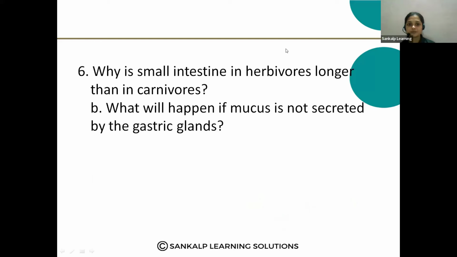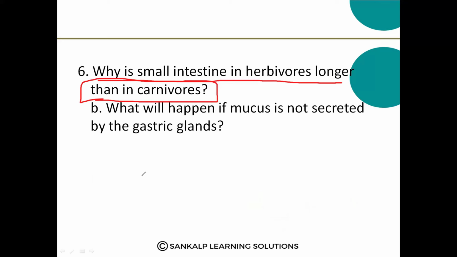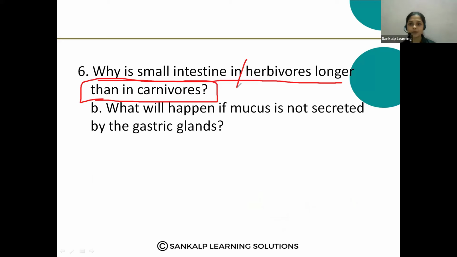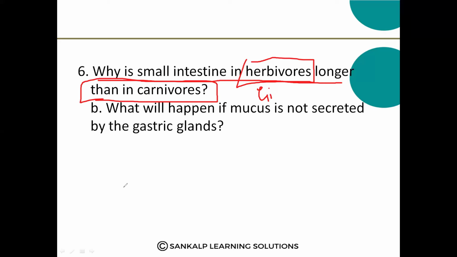Next question. Why is the small intestine in herbivores longer than in carnivores? Any reason? In herbivores, the small intestine is longer. Very important question. They may ask it as a give-reason question. So what is the reason behind this? The small intestine is longer in herbivores than in carnivores. Why? Anybody?